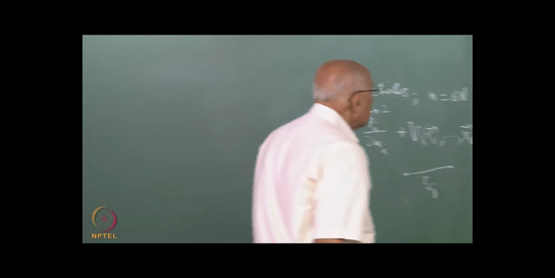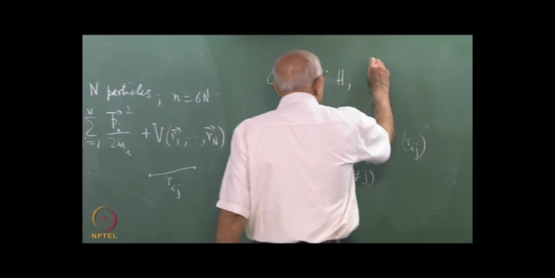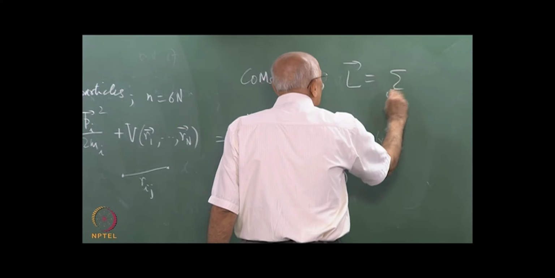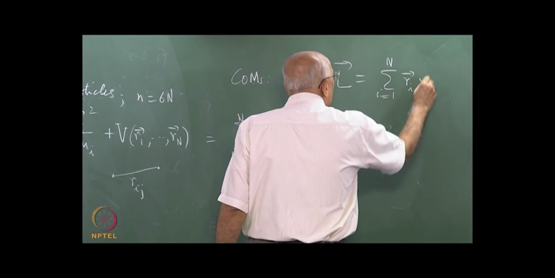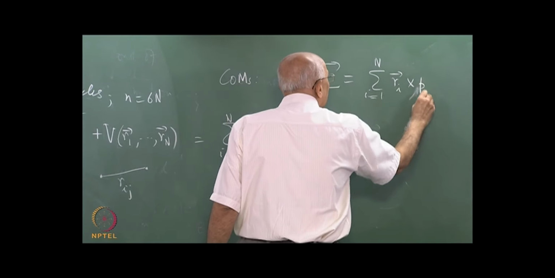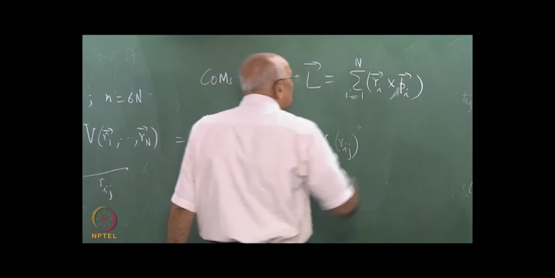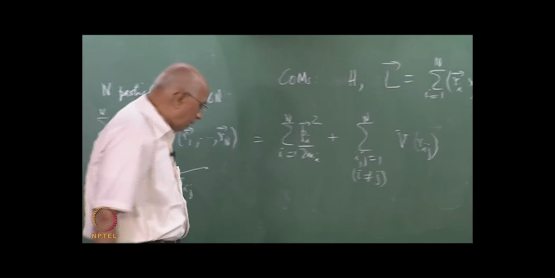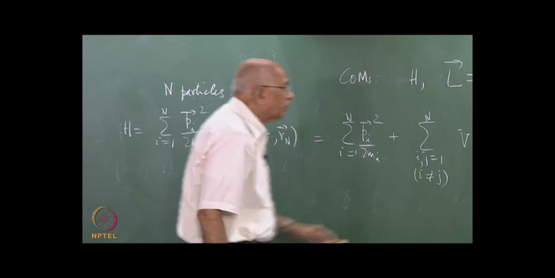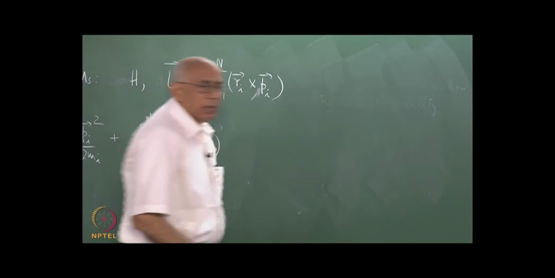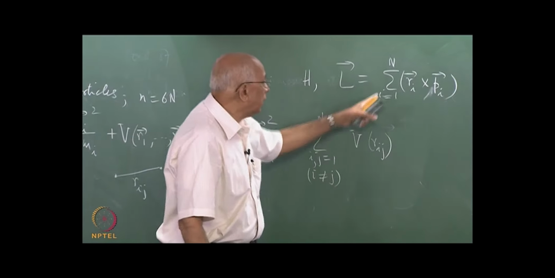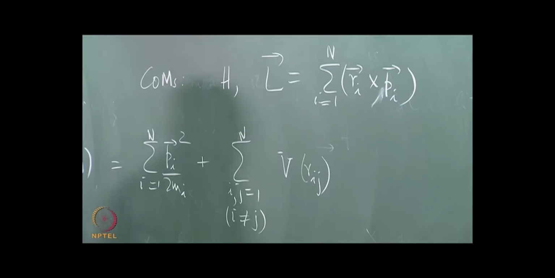Another way of saying it is that the total angular momentum is a constant in this case. So, it is clear that this quantity L, which is a summation i equal to 1 to n of r_i cross p_i, is a constant of the motion. It is guaranteed that the total angular momentum of the system about the origin is a constant of the motion. There are actually 3 constants of the motion here because it is a vector function.